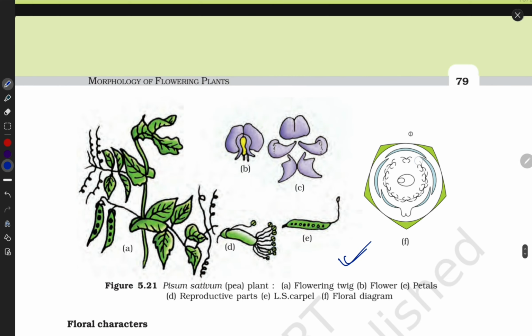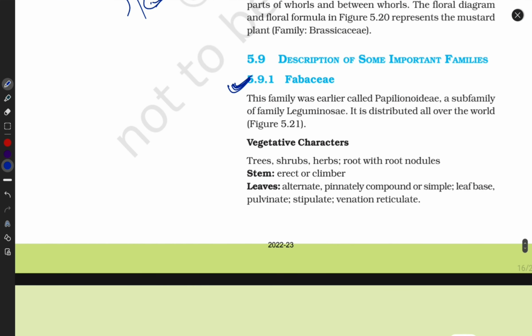Clear or not? You have to remember, guys. This is not a shortcut. You have to write it. The Fabaceae family was earlier called Papilionoideae. Leguminosae means legume plant.